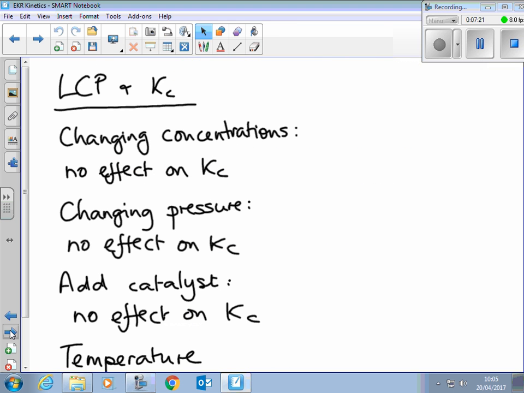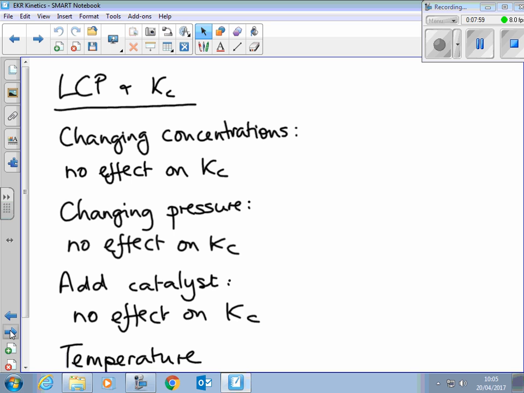The next bit I rushed at the end and gave you some information on, by the time I'd worked out the right version of it and reprinted it: Le Chatelier's principle and the equilibrium constant. And the important thing here really is to remember that only temperature has an effect, right? The others don't. So just to make the point, changing concentrations, no effect. Pressure, no effect. Catalyst, no effect. Right? It will change the position of equilibrium, but not the equilibrium constant. Temperature, on the other hand, does make a difference.